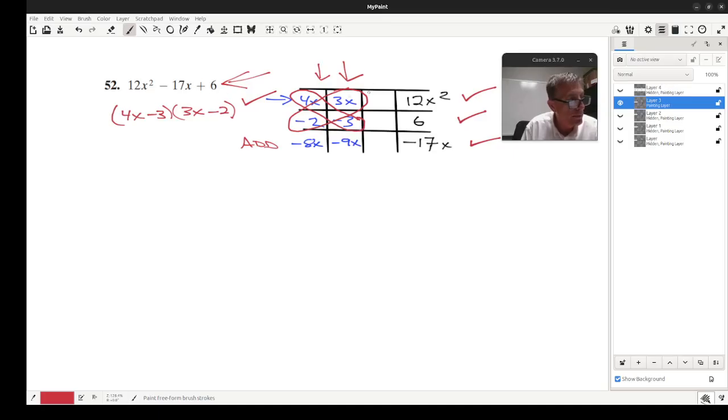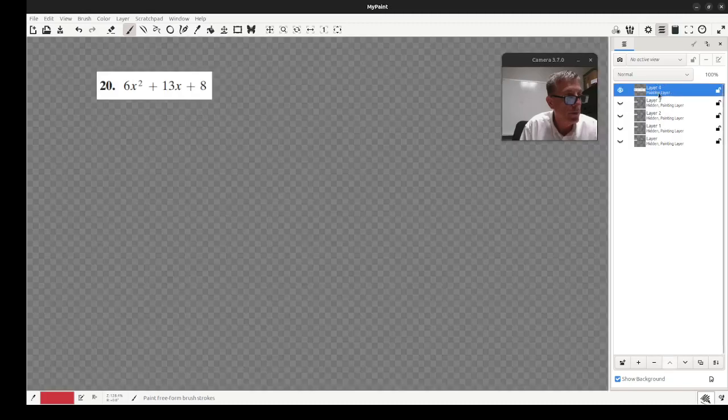have that. But if each one of these checks truly works, in other words, if the top row multiplies to 12x squared, and the second row multiplies to 6, and these really multiply to minus 8x and minus 9x, and when we add them, we get minus 17x. If all of those work, we're guaranteed to get the right answer. Now let's do one more.